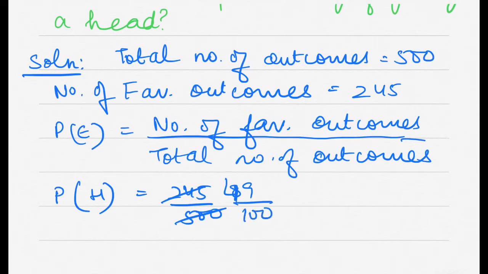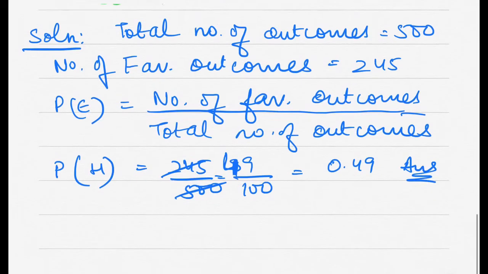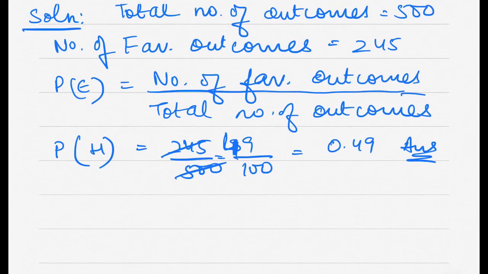Oh, sorry, 5 4s are 20 and 100. So this is equal to either 49 by 100, or you can just write down 0.49 also. So both are my answers. Now let's move to question number 3.